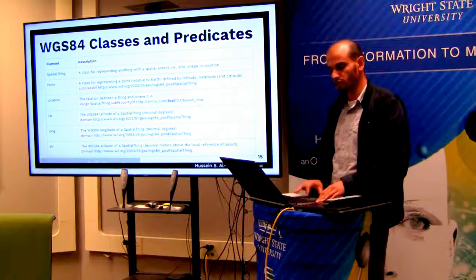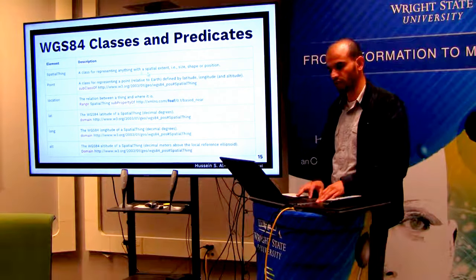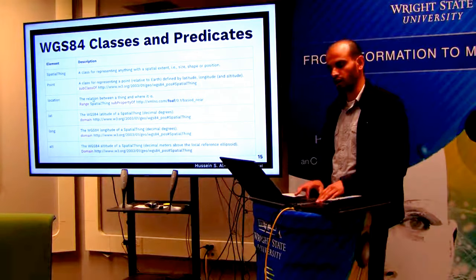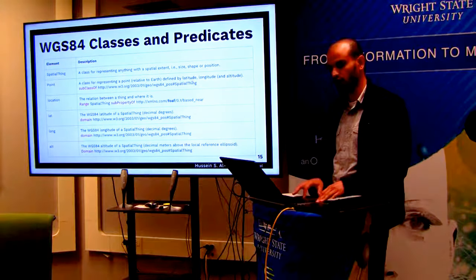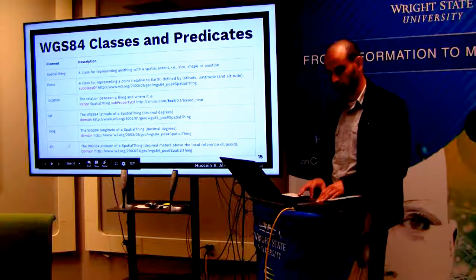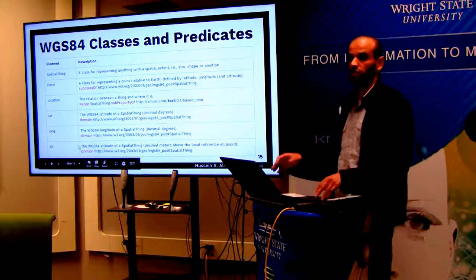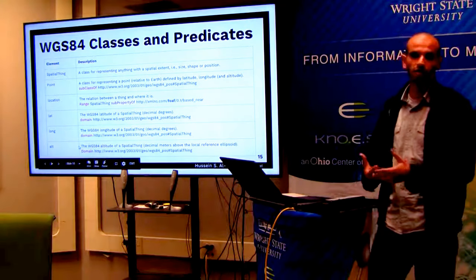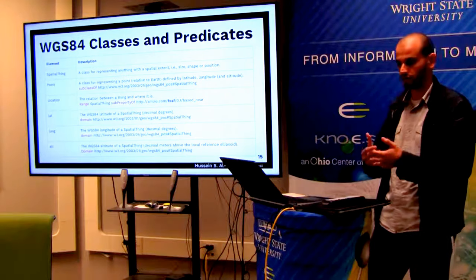And as you can see here are the elements of this vocabulary, like spatial thing, which is a class for representing anything with a spatial extent, a point, which is a class for representing a point defined by longitude and latitude. We have location, latitude, longitude, and altitude of a spatial thing. So all of these things add semantics, add more meaning to a location that is defined in our ontology, right?